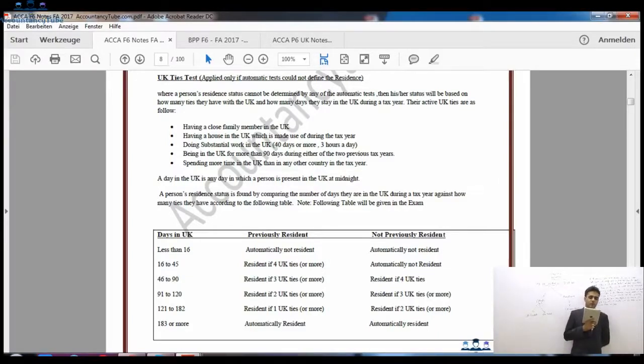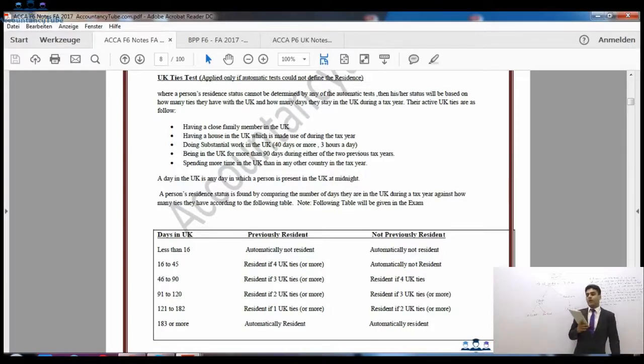Then it says that being in the UK for more than 90 days during either of the previous two tax years is another tie as well. And the last one is spending more time in the UK than in any other country. If you spend more time in the UK than in any country in the world, that is another tie.